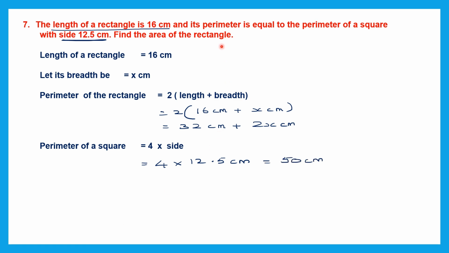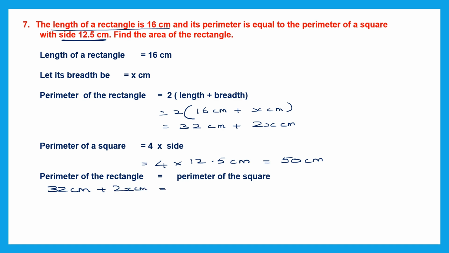Now what does the question say? The question says that the perimeter of the rectangle is equal to the perimeter of a square. So let's write that down. Perimeter of a rectangle is equal to perimeter of the square. That is, what is the perimeter of the rectangle? 32 centimeters plus 2x centimeters. This is equal to perimeter of the square, which is 50 centimeters. From this, we're going to find the value of 2x first. So let's say 2x is equal to 50 minus 32, because we are transposing this 32 to the other side. That is, 2x is equal to 18.